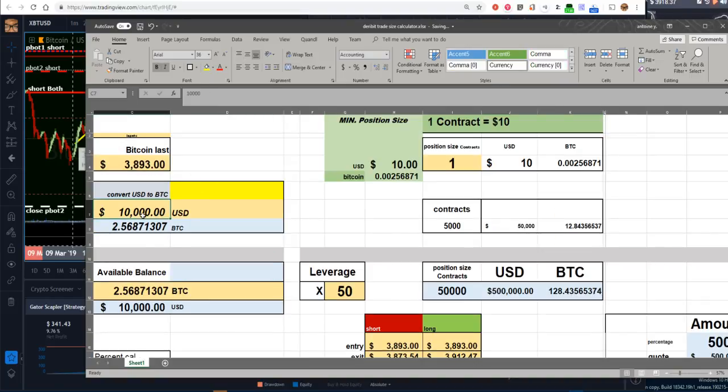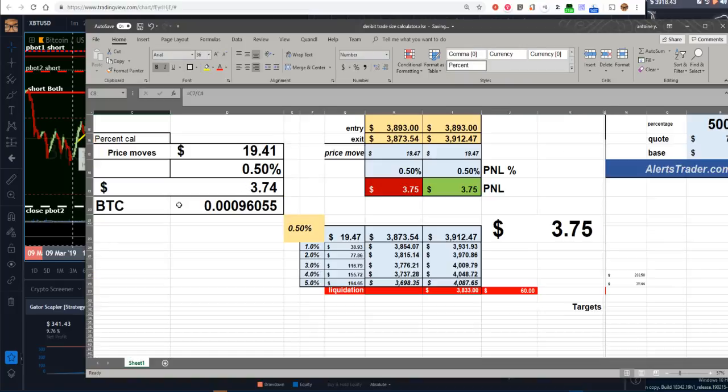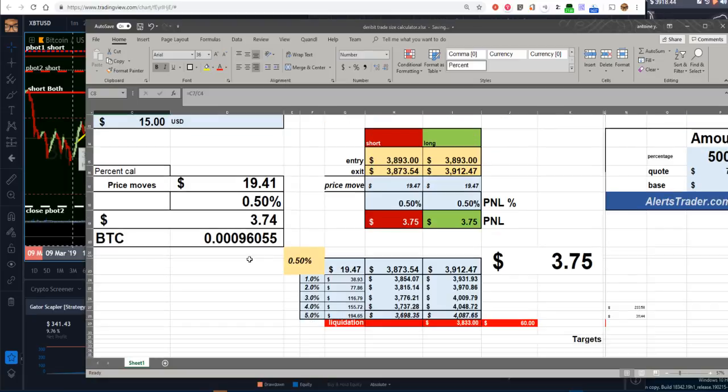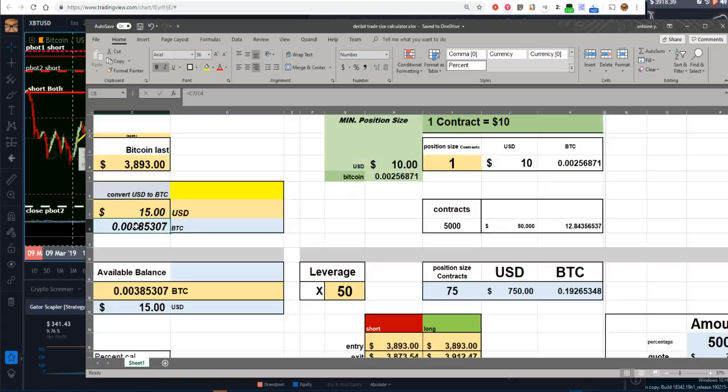So I'm going to do it at $15. This is still the same percentage move, the same strategy, and the same liquidation price. The liquidation price doesn't change just because you put more money in. It's not about that. It's about this: when your account hits zero.